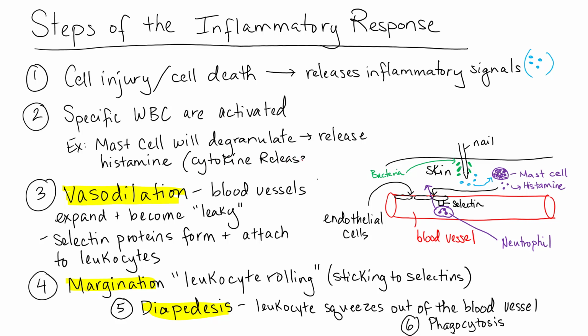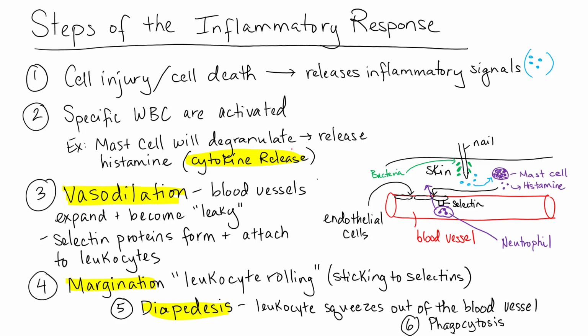So there's some sort of inflammatory chemical that gets released from white blood cells or injured cells that triggers this chain reaction. So we get cytokine release leading to vasodilation, the expanding of the blood vessels, the dilating. That's what that means. It's dilating and allowing fluid to leak out.